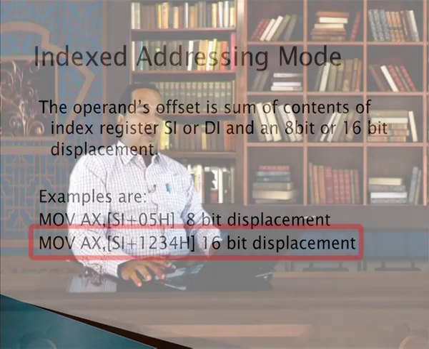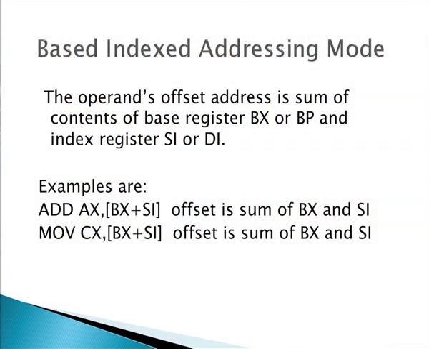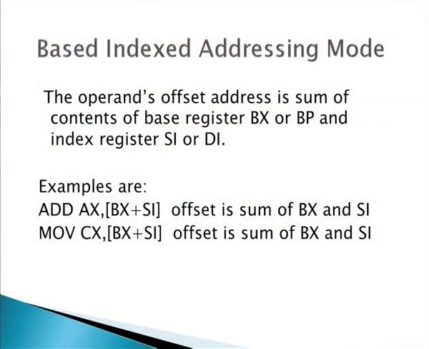Now after this we come to another addressing mode, that is based indexed addressing mode. In based indexed addressing mode, the operand's offset address is the sum of the contents of base register, may be BX or BP, and the index register, may be SI or DI. In base index addressing mode, the final address will be calculated by adding the contents of base register and the contents of index register.